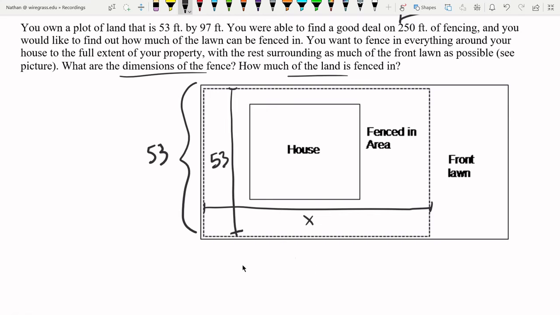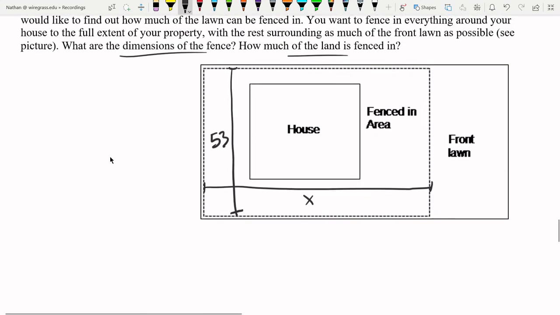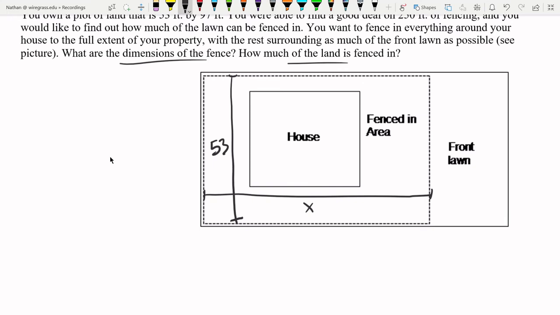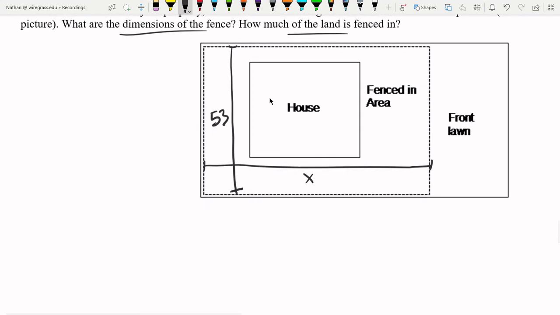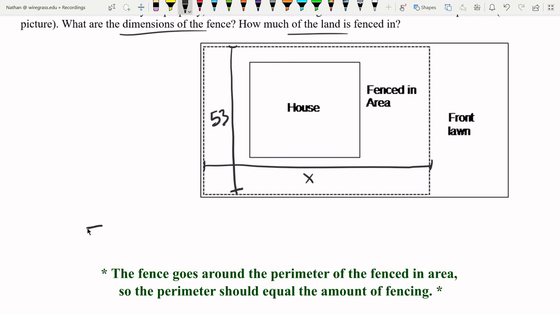First off, we can find the dimensions of the fence by looking at the perimeter of the fenced-in area. So the perimeter of this is going to be 53 plus x plus 53 again for this side, plus another x. And that is going to equal, since we're going to use as much of the fencing as possible, 250 feet.